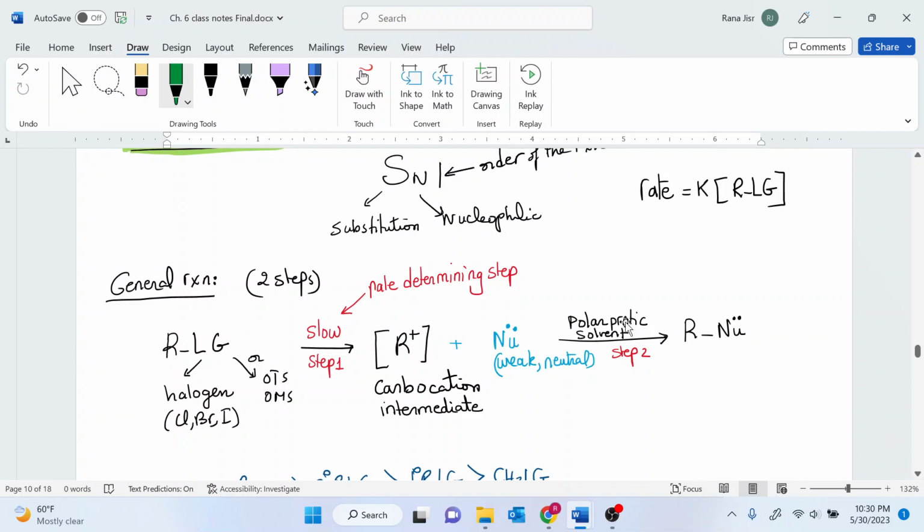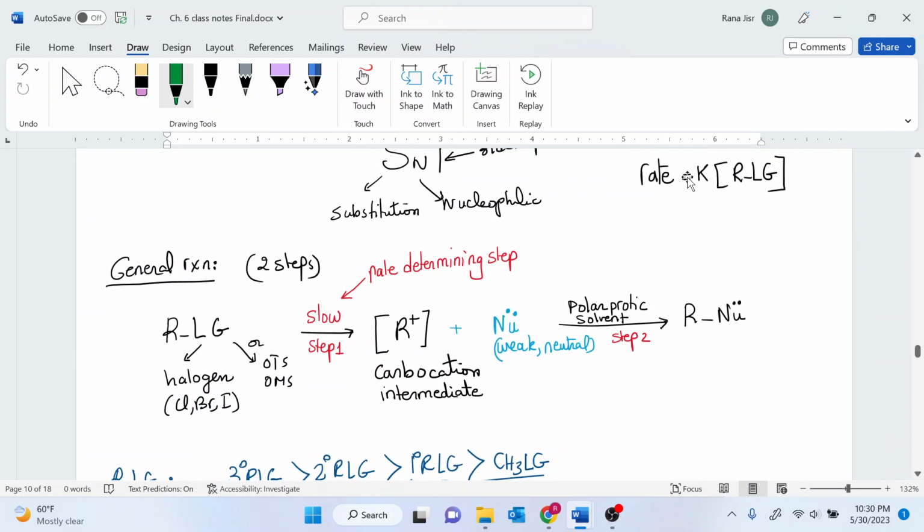The solvent that you're using is a polar protic solvent, and you need the solvent because this solvent is going to gather itself around the carbocation and it's going to stabilize the carbocation as the reaction is happening between the nucleophile and the carbocation. So as we mentioned, the rate of the reaction depends always on the slow step.